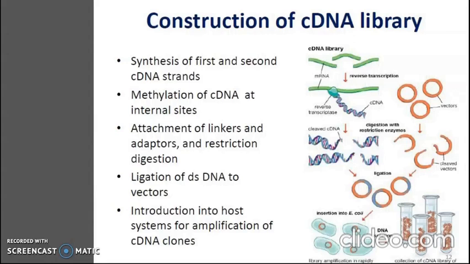The main steps in the construction of a cDNA library. The first one is synthesis of first and second complementary DNA strands. Then the methylation of cDNA at internal sites. And then the attachment of linkers and adapters and restriction digestion. And the fourth one is ligation of double-stranded DNA to vectors. And finally, introduction into host systems for amplification of cDNA clones.